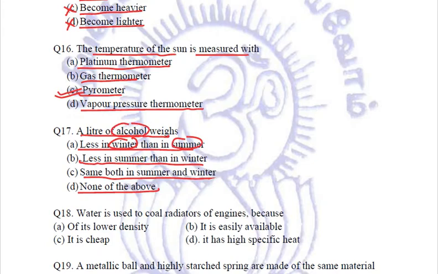Now, when in summers this alcohol is going to gain heat, then there will be expansion. And if there will be expansion, then the expansion is more in summers than in winters. And what happens if there is expansion? The average weight is going to decrease. So if we are taking a liter of alcohol, it is going to weigh less in summer than in winter. Got it? So B is the right answer.